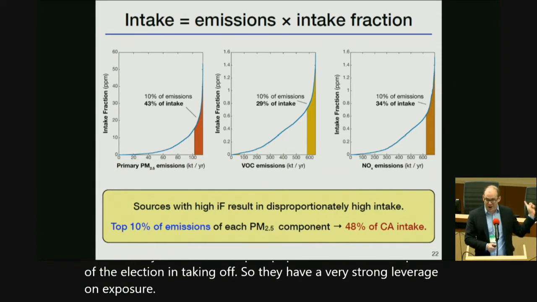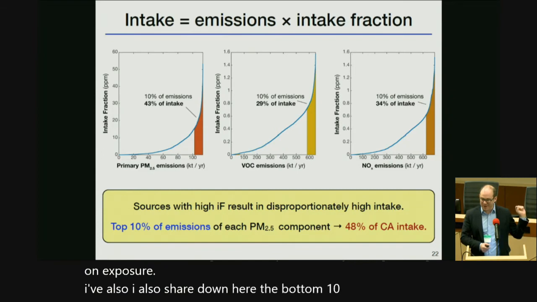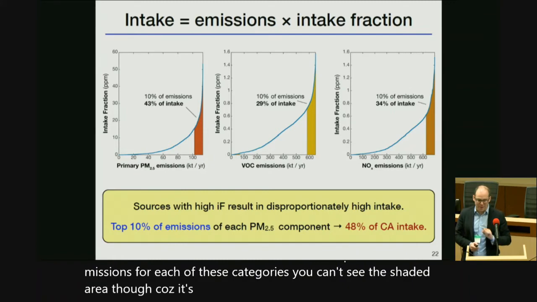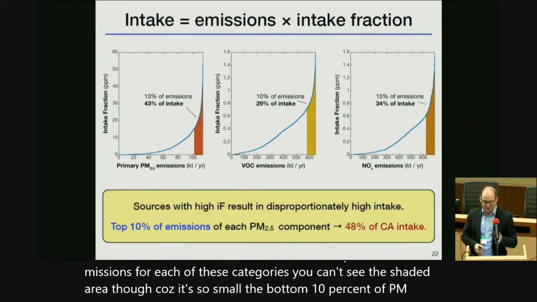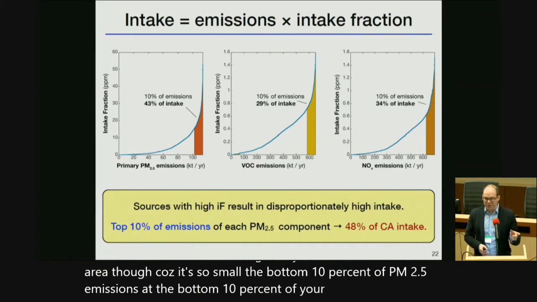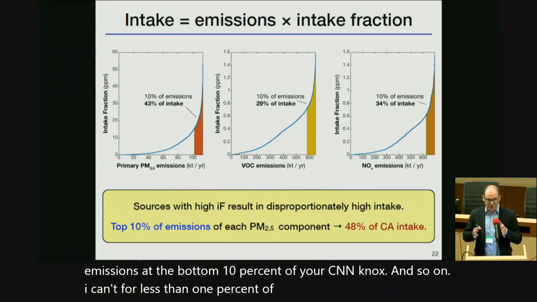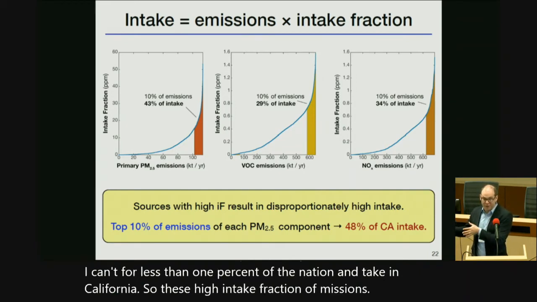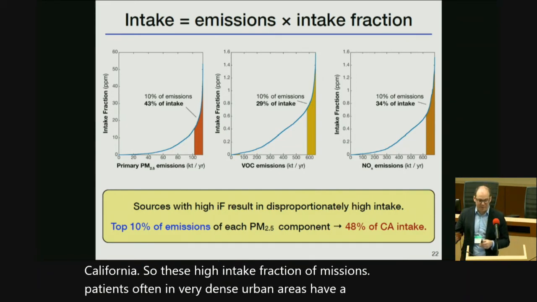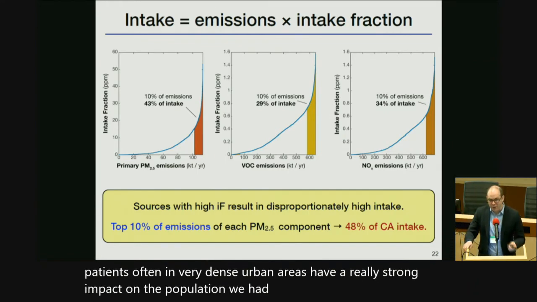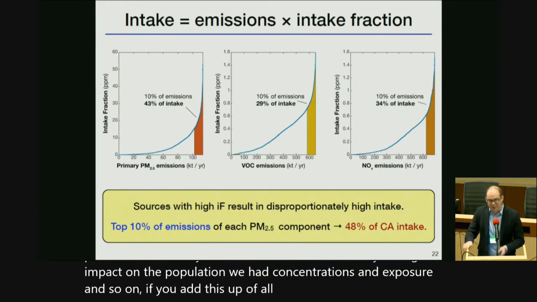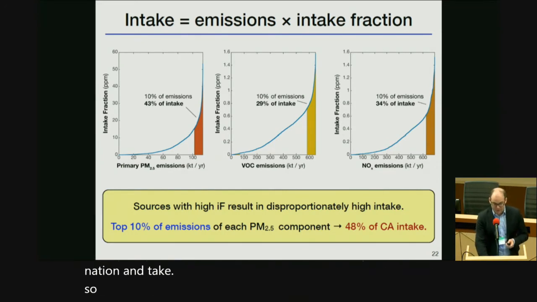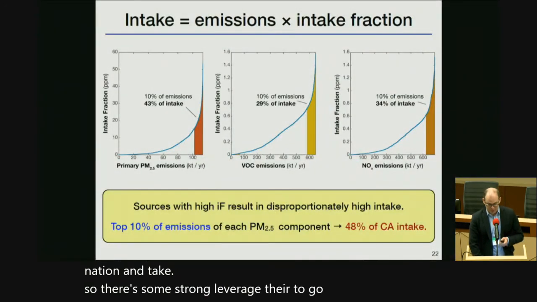I've also shaded on here the bottom 10% of the emissions for each of these categories. You can't see the shaded area, though, because it's so small. The bottom 10% of PM2.5 emissions and the bottom 10% of VOC and NOx and so on accounts for less than 1% of the inhalation intake in California. So these high intake fraction emissions, often in very dense urban areas, have a really strong impact on the population-weighted concentrations and the exposure and so on. If you added this up over all the pollutants we looked at, the top 10% of emissions account for 48% of the inhalation intake. So there's some strong leverage there to go after these sources that emit in places with high intake fraction.